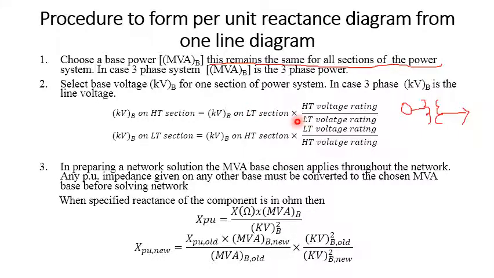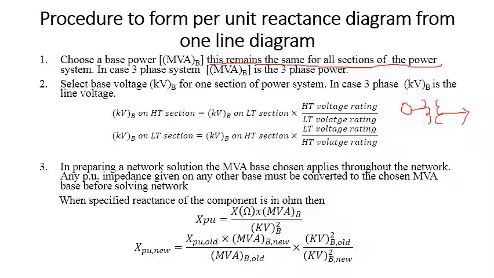Let's see another example. The kV base on the LT section, the LT section being across the generator, is equal to the kV base on the HT section, which is the value they have mentioned, that we want to calculate, into the LT rating of the transformer divided by the HT rating of the transformer. So this is what is important.